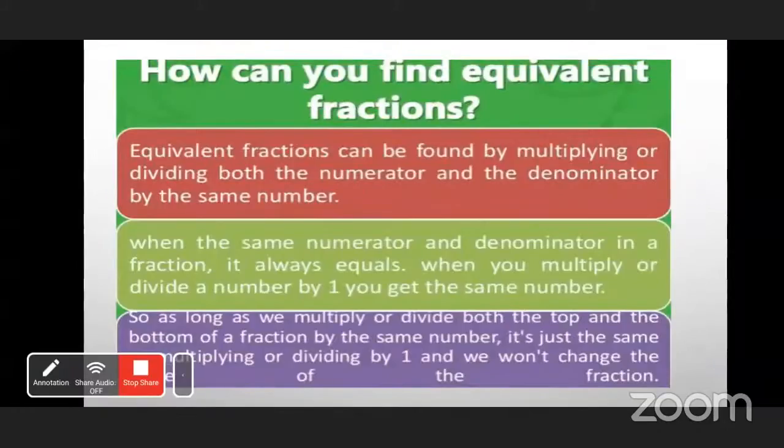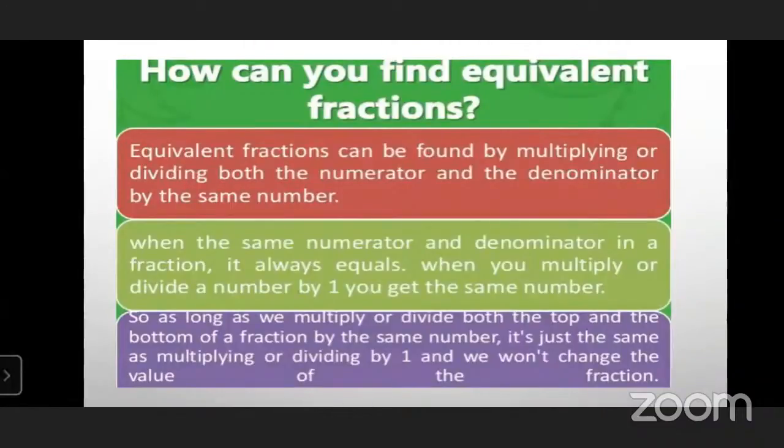Now here, how can you find equivalent fractions? Okay, these are tricks. Equivalent fractions can be found by multiplying or dividing both the numerator and the denominator by the same number. So if you want to find the equivalent fraction, we can multiply or divide both numerator and denominator by the same number. Good.